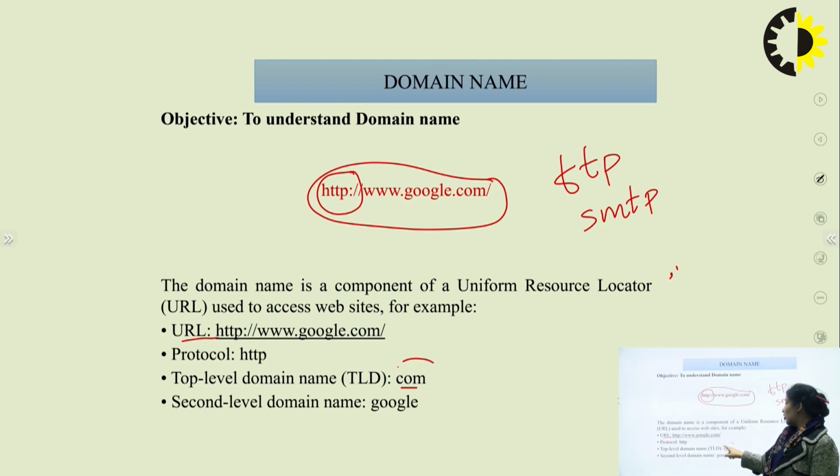Now, this .com. What is this .com? This .com is used for commercial things. This is a top level domain name. And Google, if I come over here, Google is a second level domain name.